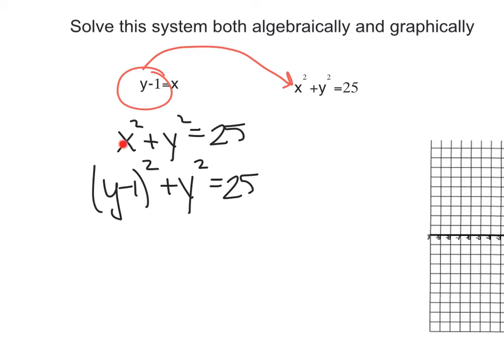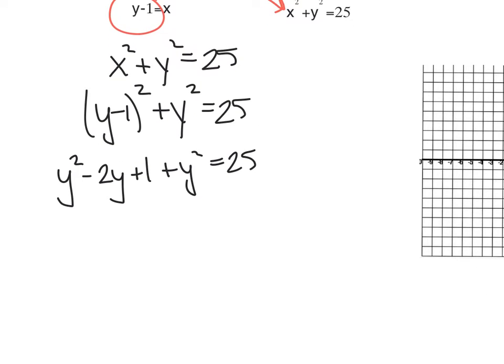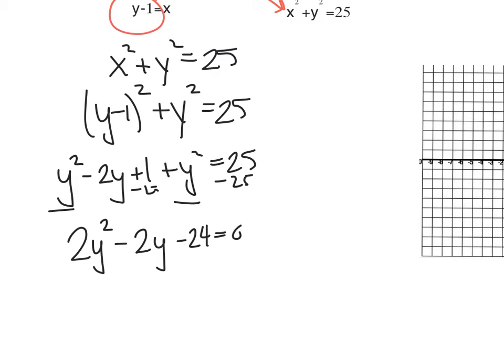So I made a substitution into the letter x. Now remember, squaring means to FOIL. So this gets me y squared minus 2y plus 1 plus y squared equals 25. We're just solving a nice system here, so I'll put my like terms together. What is that? 2y squared minus 2y. I'm going to subtract this 25 over. So minus 24 equals 0.